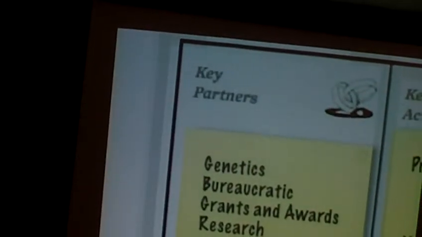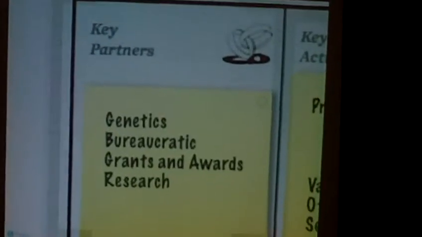So key partners, things like genetics, where are you going to get your fingerlings from? Is there any bureaucratic hoops to jump through? Do you have grant partners that can help you to fund the startup? And things like relying on research. I mean, Max's network of all the professors and leaders in aquaponics that he knows are invaluable to him, so they're some of his key partners, right?